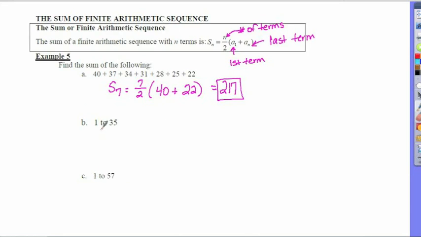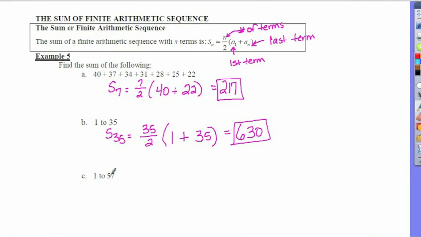Same thing with B. If you want to sit there on your calculator and add 1 plus 2 plus 3 plus 4 plus 5 all the way up to 35, go for it. Chances are you're going to mess up and miss hitting a button, or it's going to take you a while. Or we can do the sum formula. We can do the sum of the first 35 numbers. So that would be 35 divided by 2 times the first number plus the last number. So 1 plus 35 is 36 times 35 divided by 2, and that is 630.